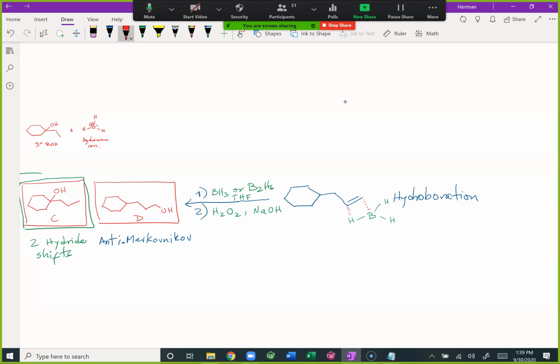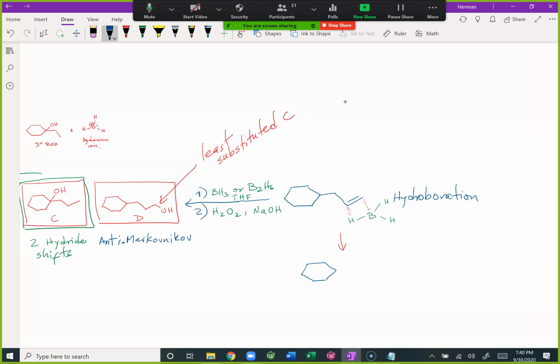That's why this is an inverse Markovnikov addition, because the product is the inverse of a Markovnikov, where the OH goes to the least substituted. This is the least substituted carbon. All right. So after this happens 3 times, because you have a source of 3 hydrides there, the first one looks like this. Check this out.